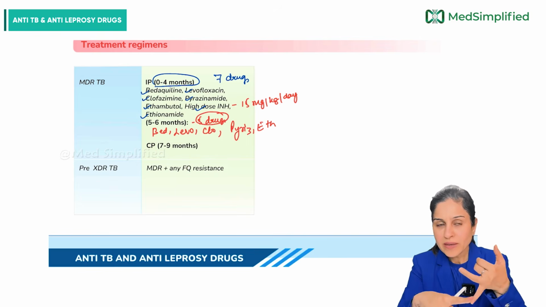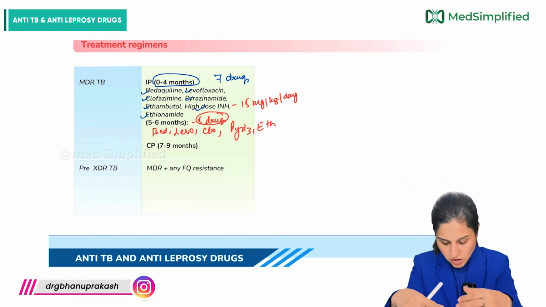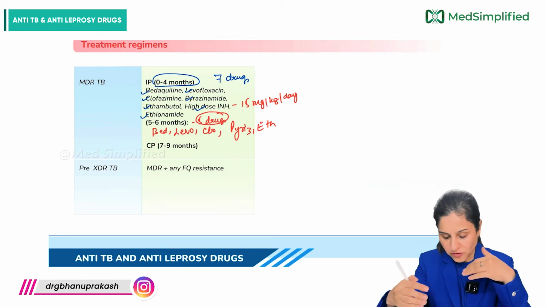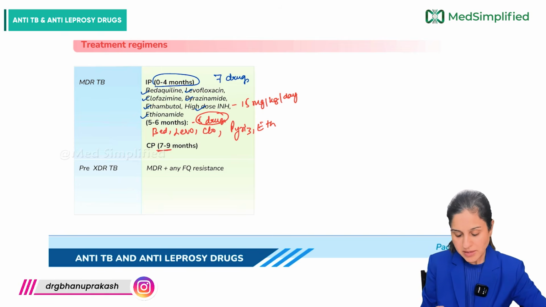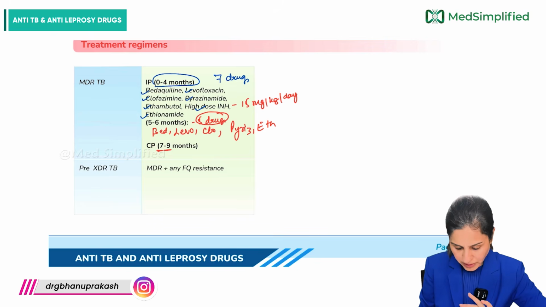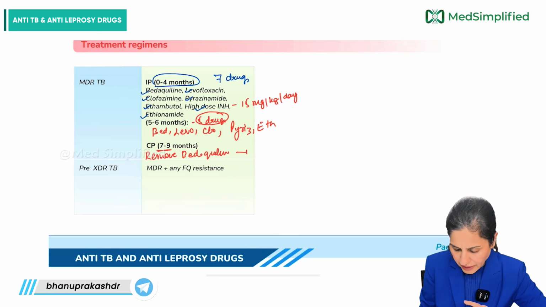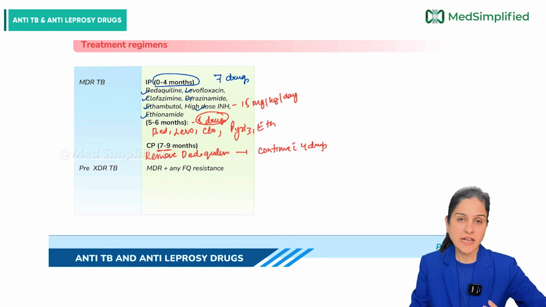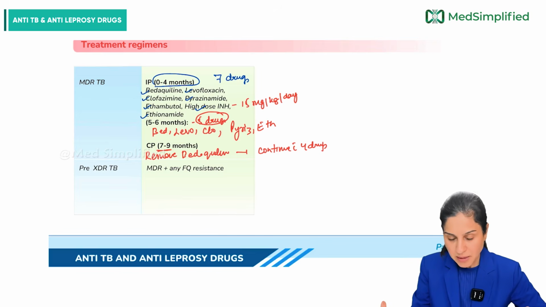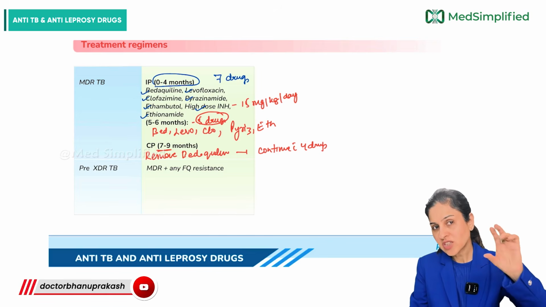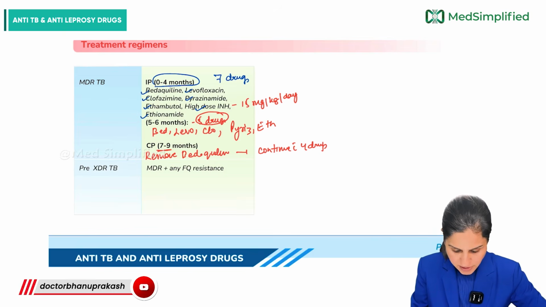Now I told you bedaquiline cannot be given beyond 6 months. So when we move on to the continuation phase, which is from 7 to 9 months, you just remove bedaquiline from here and continue with 4 drugs. So this is a shortened regime because of the addition of bedaquiline. That's why, because of bedaquiline, the regime could be shortened for multidrug-resistant tuberculosis.